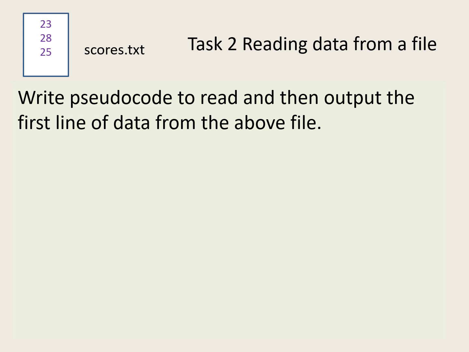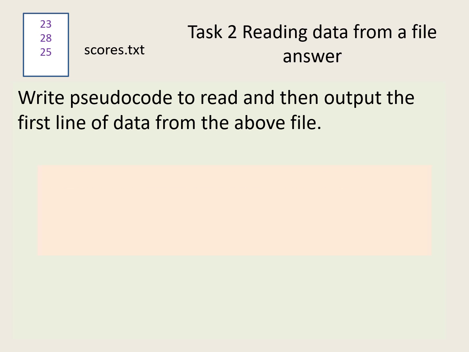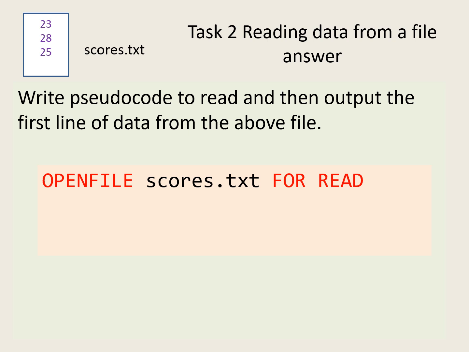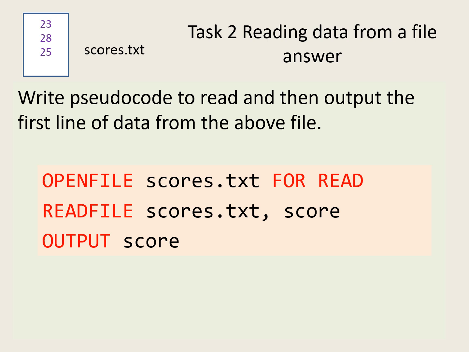Okay, so let's have a look. First thing we need to do is open the file in the correct mode. So we're reading information. So open file, then put the name of the file, scores.txt for read. Read file, scores.txt, score. So I'm using the read file pseudocode command. I'm reading from the scores.txt file, and the first piece of information in that file is going to be stored using the variable score here, which I can then output. Okay, so hopefully that one is useful.